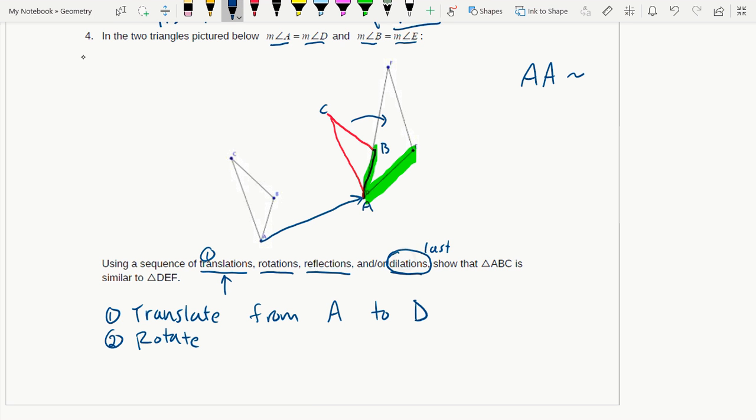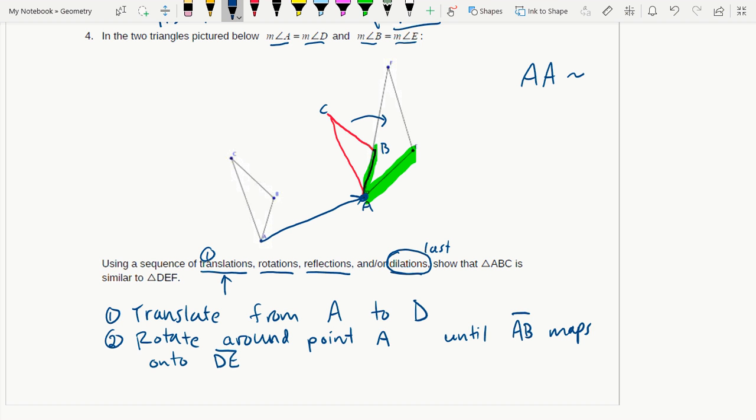So I'm going to say this. I'm going to say rotate around point A. Okay, so I want to leave that there. You could also say D, right? Because A and D are now in the same spot. Rotate around A or D. Here, let's make this easier and just do 1. Okay, so rotate around A until AB maps onto DE.